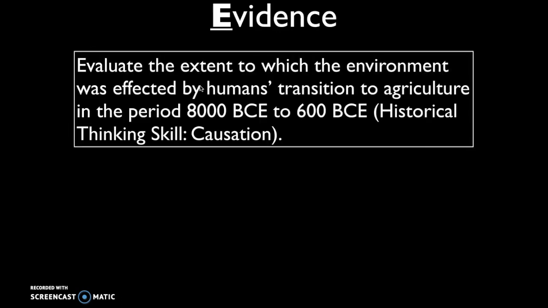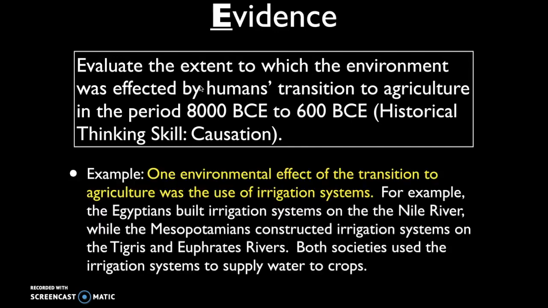So let's look at this prompt again. Evaluate the extent to which the environment was affected by humans' transition to agriculture. Well, what if my topic sentence was, one environmental effect of the transition to agriculture was the use of irrigation systems. For example, the Egyptians built irrigation systems on the Nile River, while the Mesopotamians constructed irrigation systems on the Tigris and Euphrates rivers. Both societies used irrigation systems to supply water to crops.